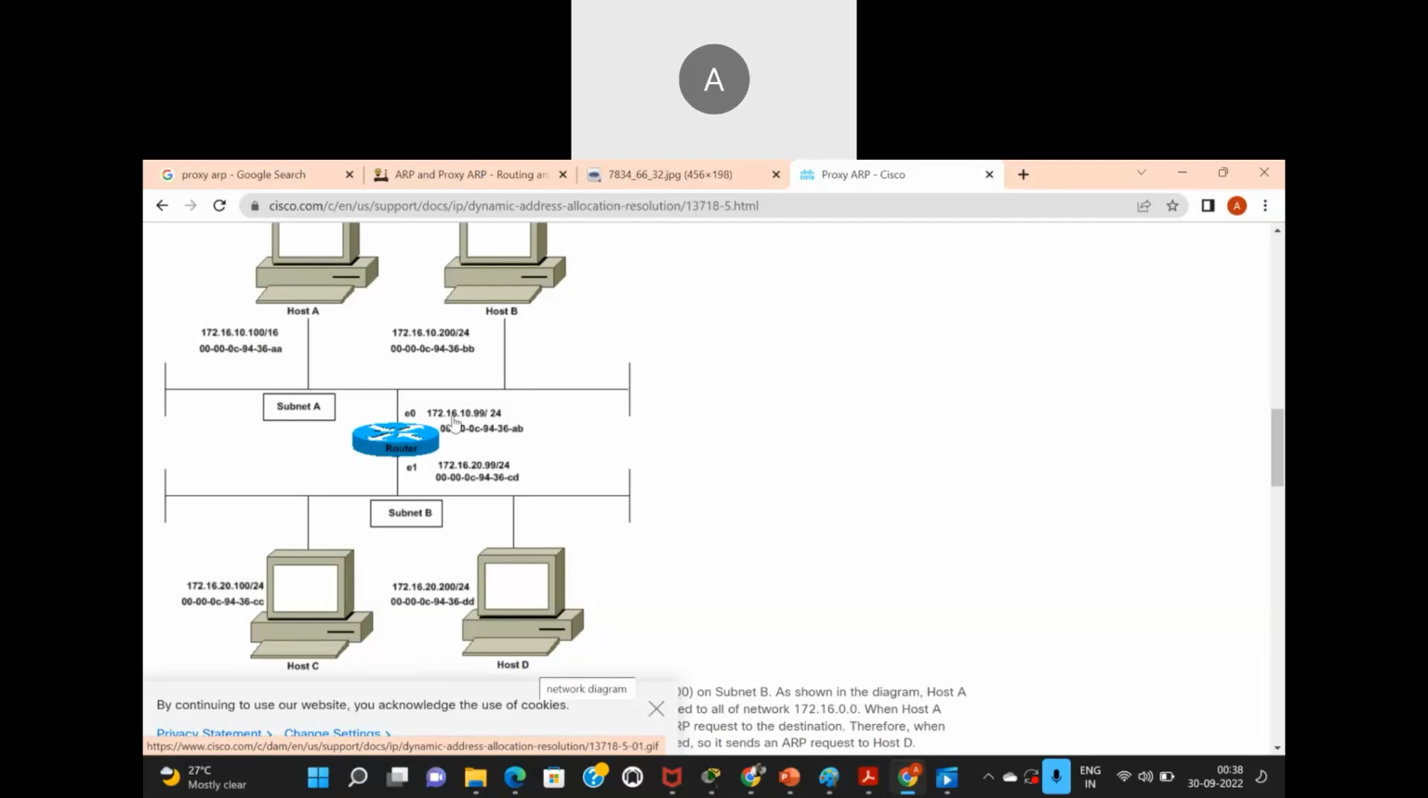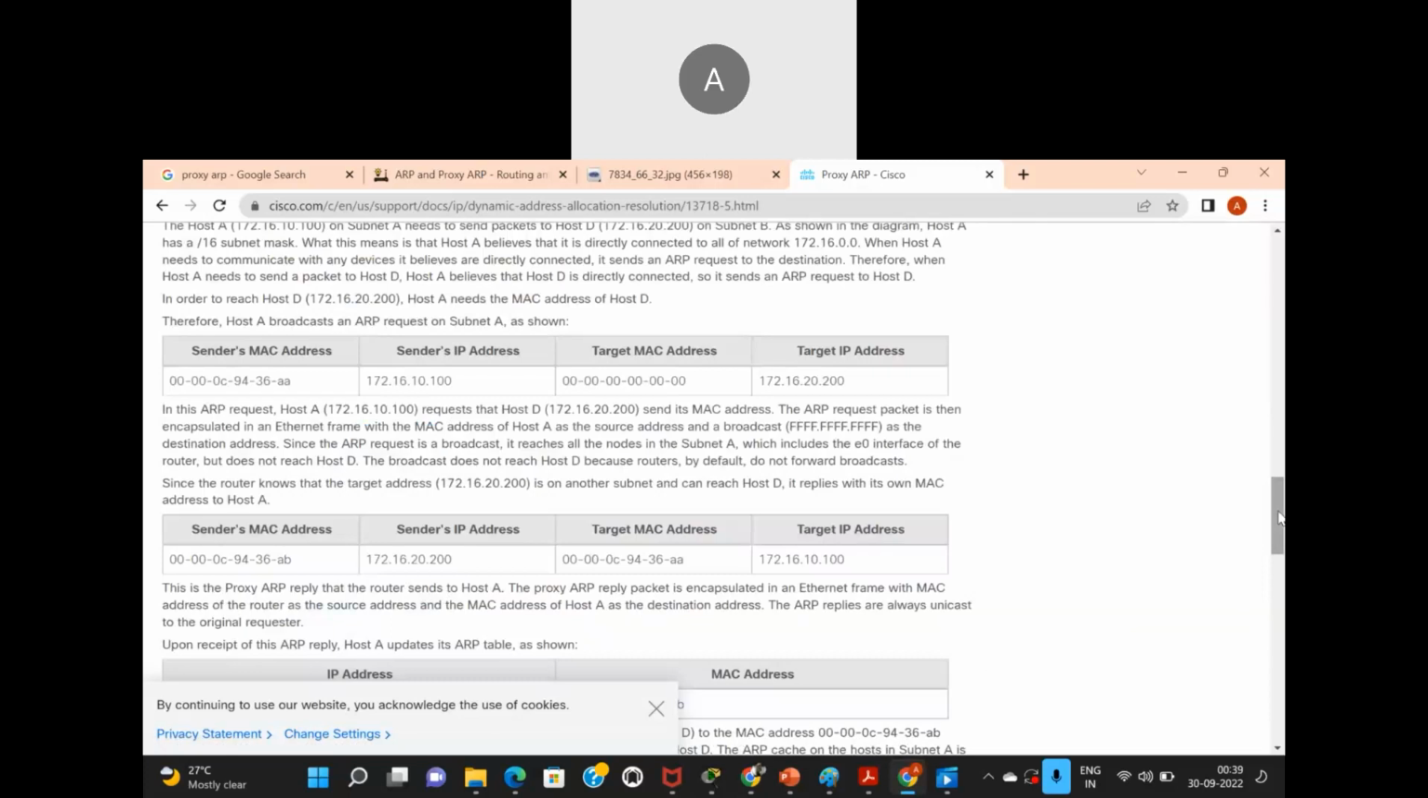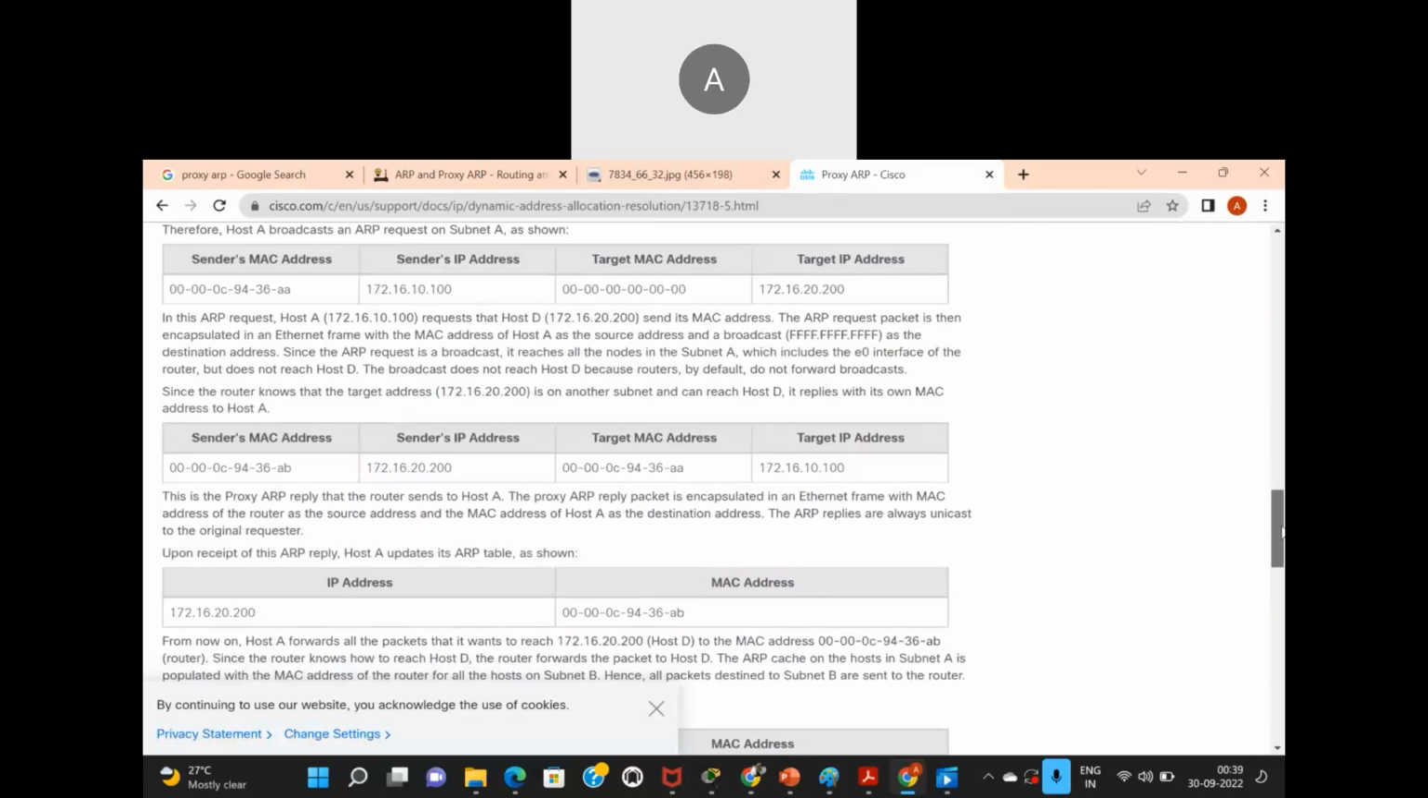But the router knows that you cannot travel to this subnet. So the router, instead of giving the MAC address of host D, gives the MAC address of this interface E0, that is 36AB. Since the router knows it is on another subnet and can reach host D, it replies with its own MAC address to host A.